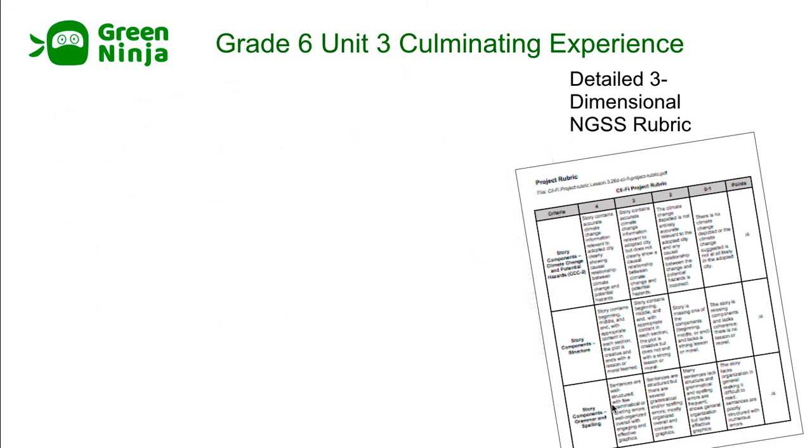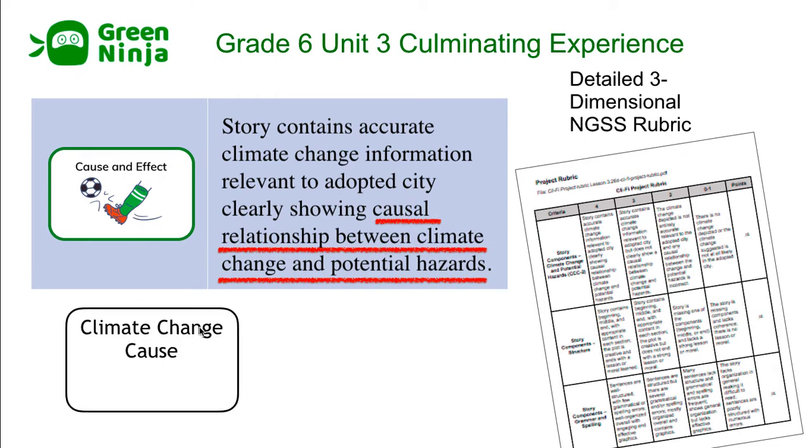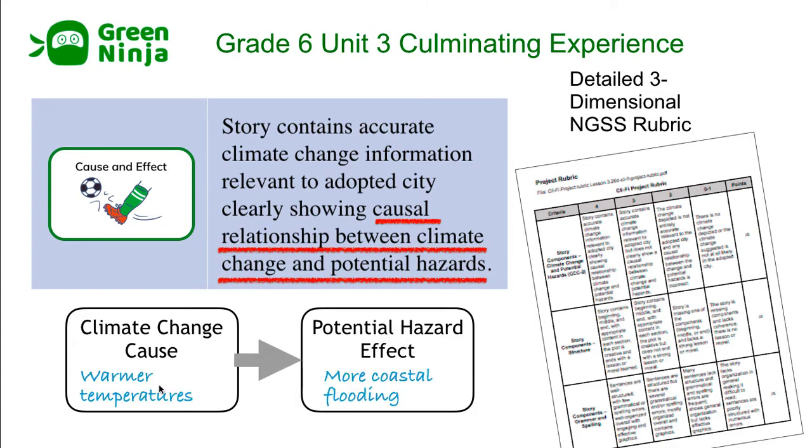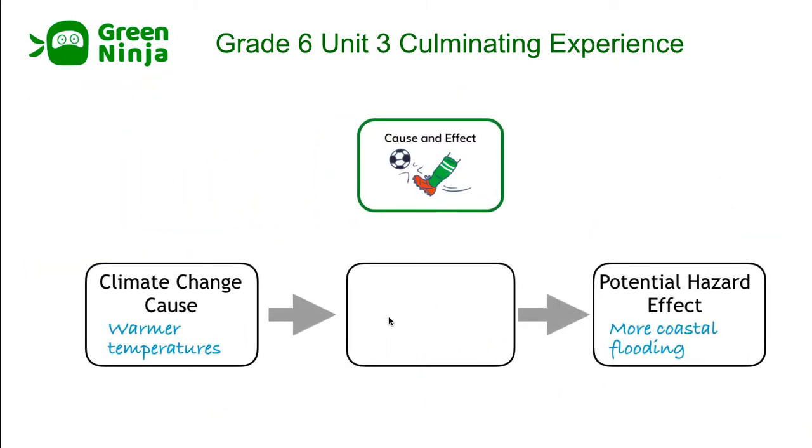Let's focus in on one element of the rubric that asks us to show a cause and effect relationship. Basically, we want students to identify part of climate change that is a cause and a potential hazard that's the effect. For example, warmer temperatures cause more coastal flooding. Now that's sufficient for our basic students, but we can ask our more advanced students to go one step further. How exactly do warmer temperatures cause more coastal flooding? What are some of the intermediate events in that chain of cause and effect? Like land ice melts in the Arctic. So keep pushing your students to integrate these scientific relationships in their story.